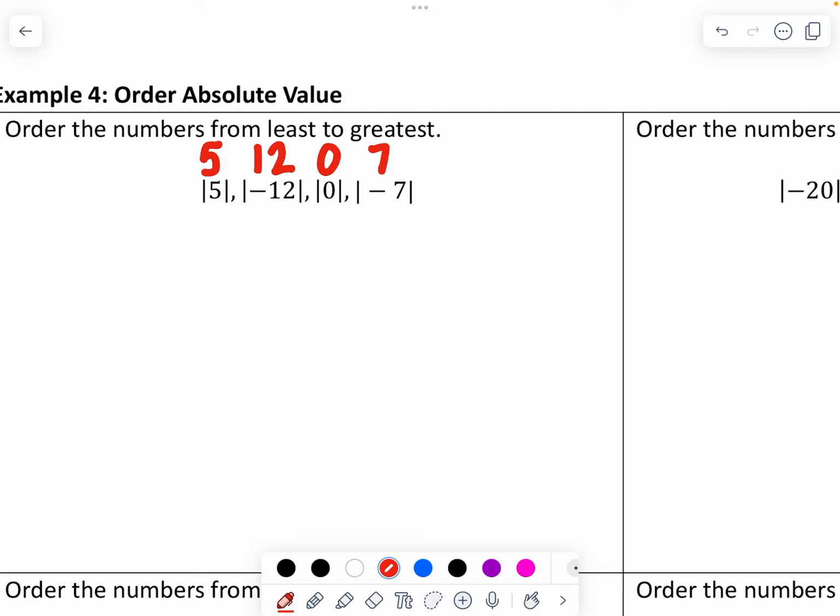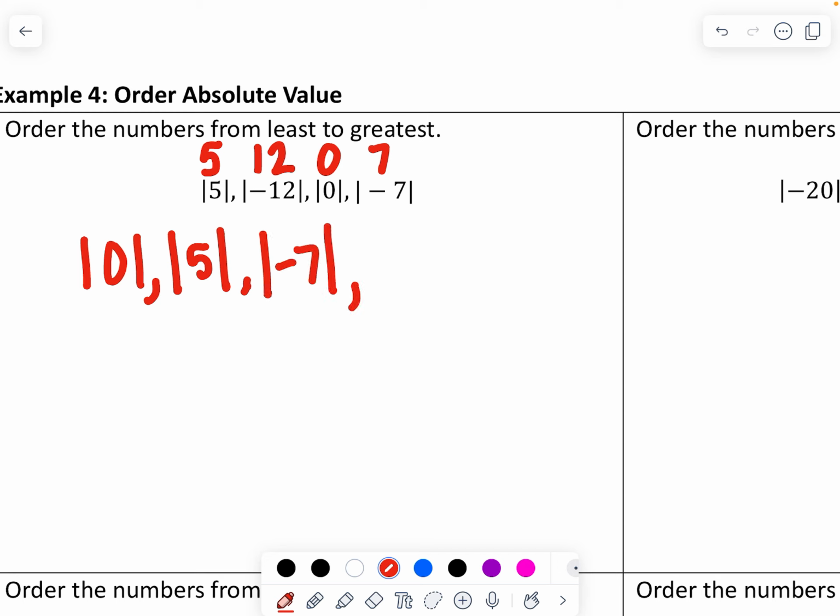So now that I did that, now I can put them in order. Okay. I'm still going to use the absolute value lines. This just shows me what order I can go in. I can easily look at them. So we're going to start with 0 because they're all positives except 0. So I'm going to do absolute value of 0. And then the 5 would go next. So we'll do the absolute value of 5. And then 7 would be next. So the absolute value of -7. And then the absolute value of -12 would go last. So it would look like that.